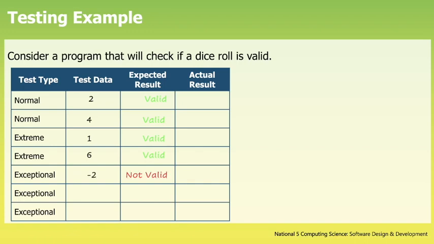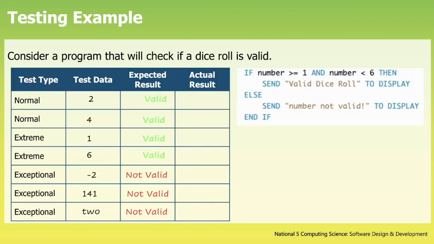-2 is going to be not valid. 141 is not going to be valid. 2 is going to be not valid. Now that I've identified my data and I've written what I expect my program to show, I can then go to my program and enter those numbers.